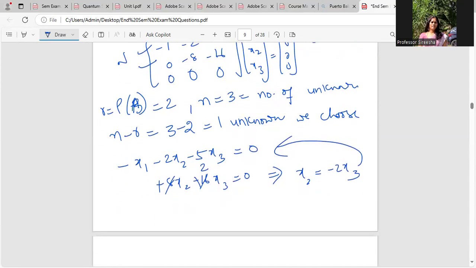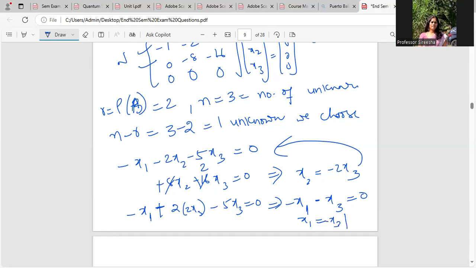I'll substitute the same relation in the first equation. So what I'll be getting? Minus x1, in the place of x2 you replace minus 2x3. Here already there's a minus, minus of minus would be plus. 2 into 2x3 would be 4x3, minus 5x3 as it is. So the resultant is minus x1, and 4x3 minus 5x3 would be minus x3. This is equal to 0. Or in other words, x1 is equal to minus x3. So x1 I have got in terms of x3, and x2 also in terms of x3.